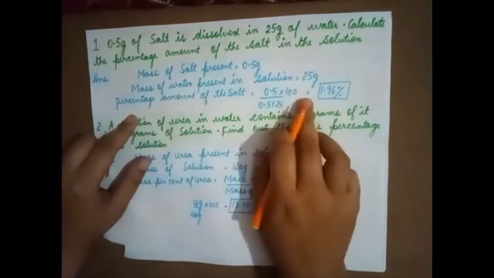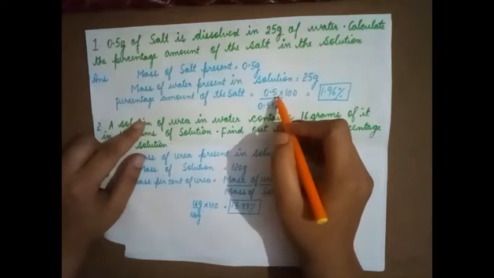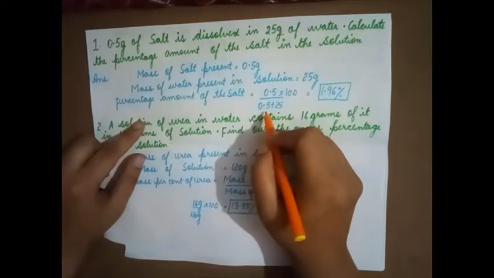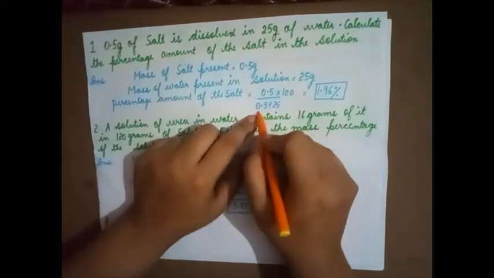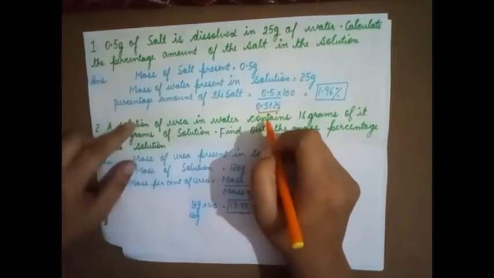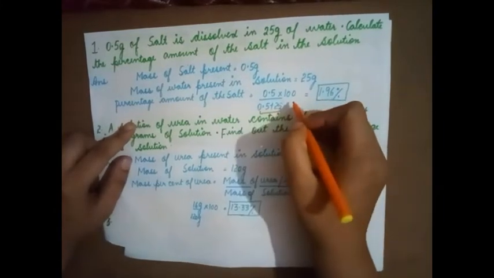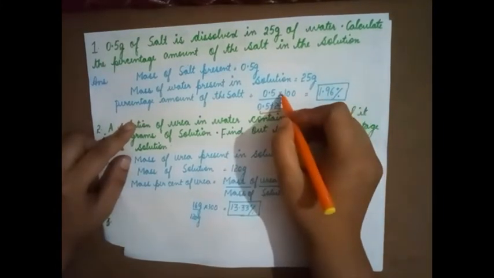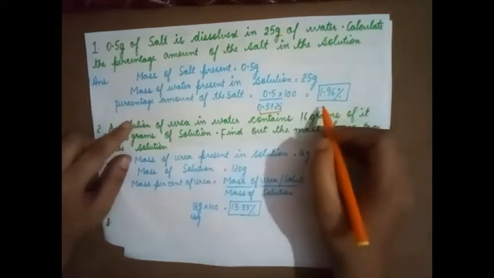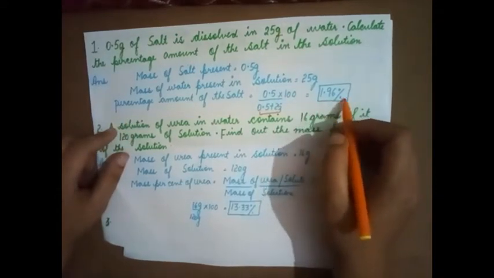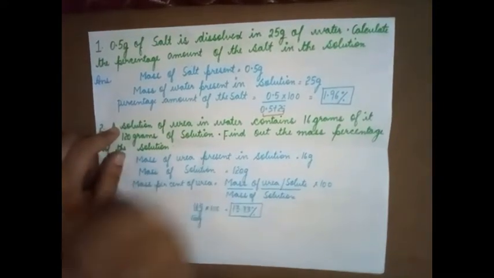Now we'll apply that particular formula. Mass of solute is 0.5 divided by 0.5 plus 25. We are getting the mass of the solution by adding this. It will be 25.5. And since we want the answer in percentage, we are multiplying it by 100. So the answer will be 1.96%. This is a direct substitution.